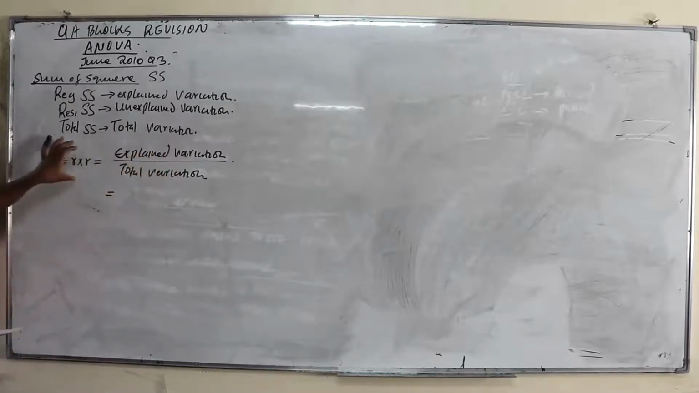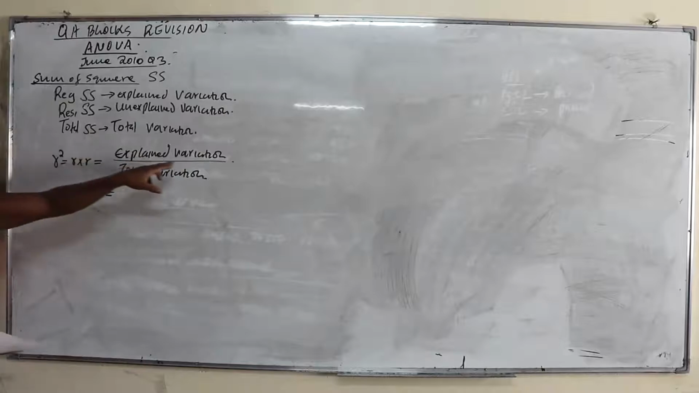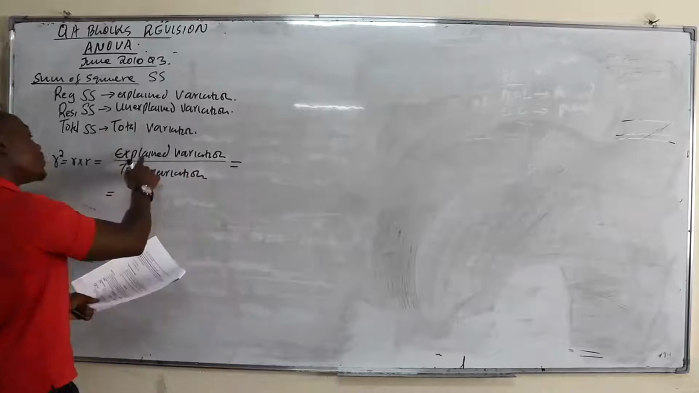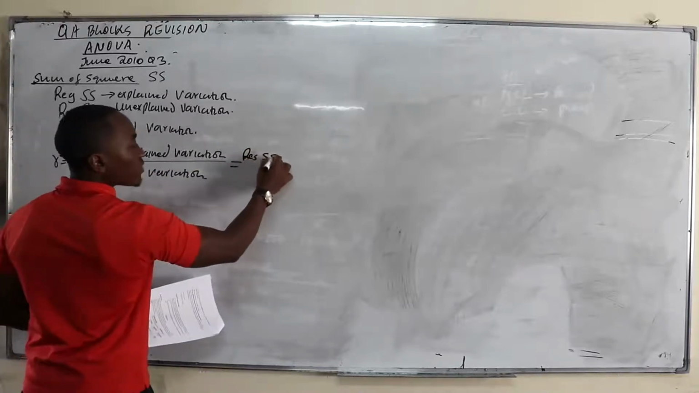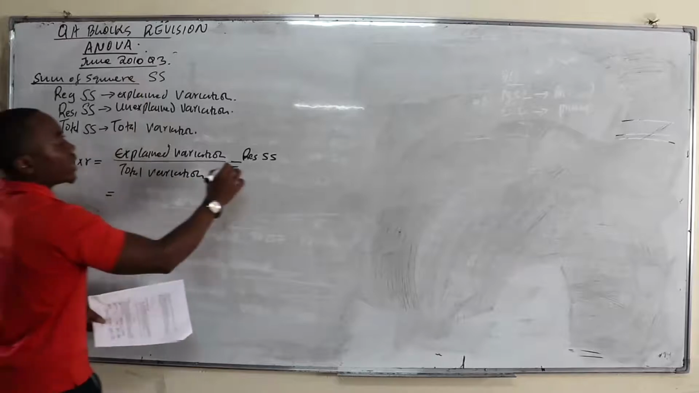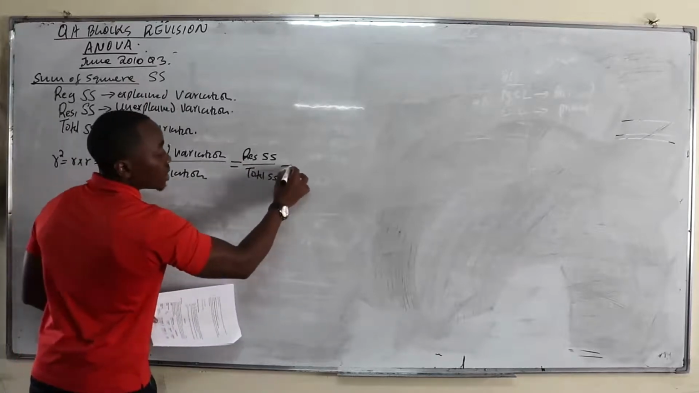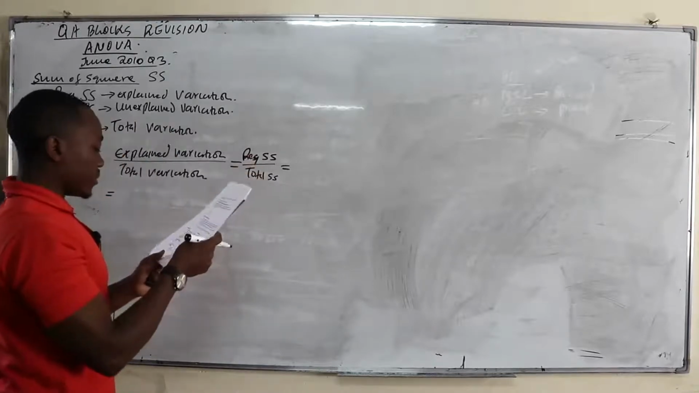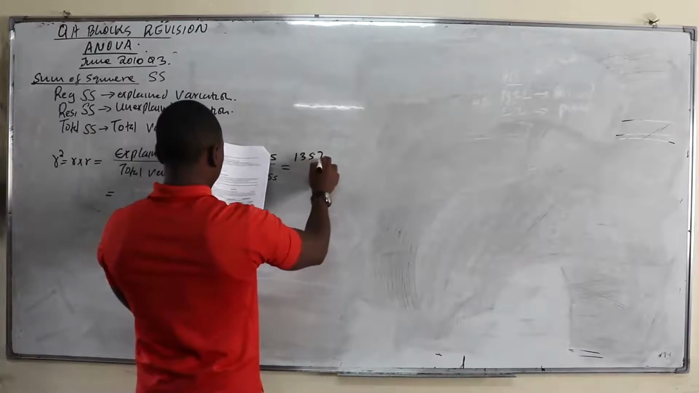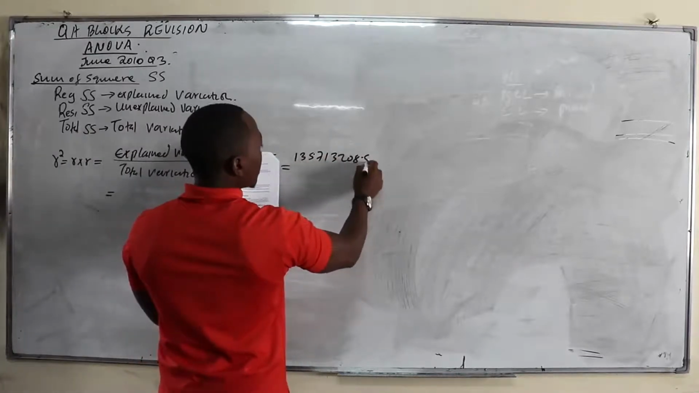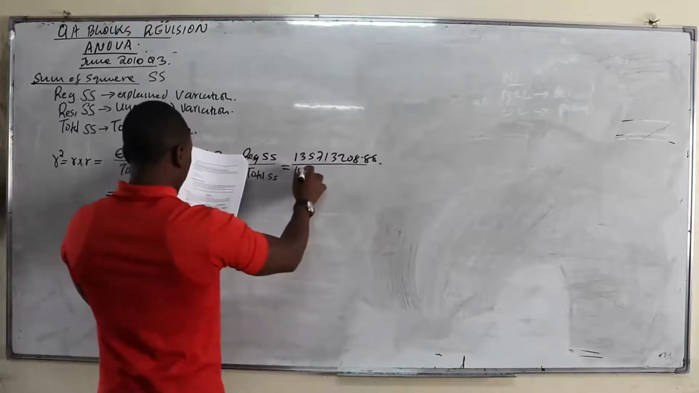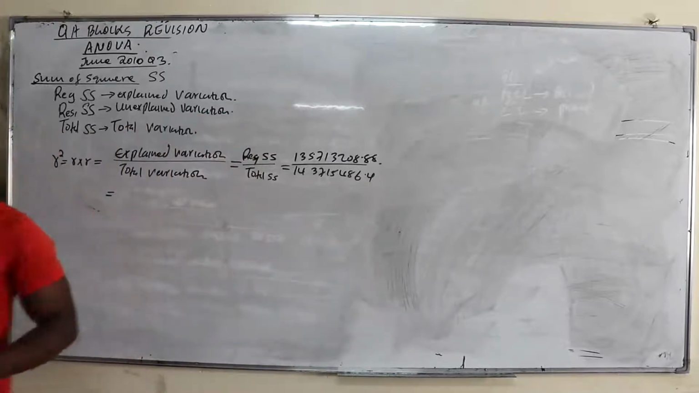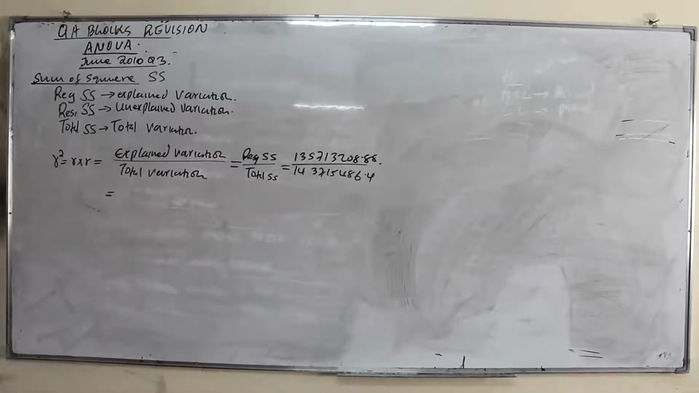So you want to get the coefficient of determination. You take the explained variation. How much is the explained variation? In this case, you take the regression sum of squares, that's what represents the explained variation. You divide by the total sum of squares. How much is the regression sum of squares? Regression, not residual. We are given 1357,13208.88. You divide by the total of 14,371,5486.4. Can you do that? Do that.